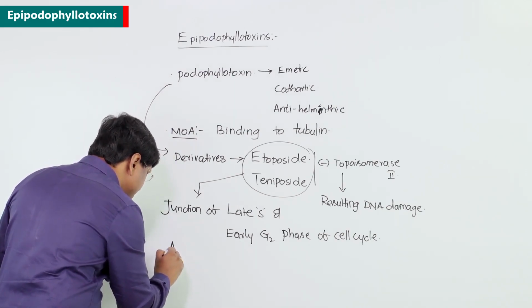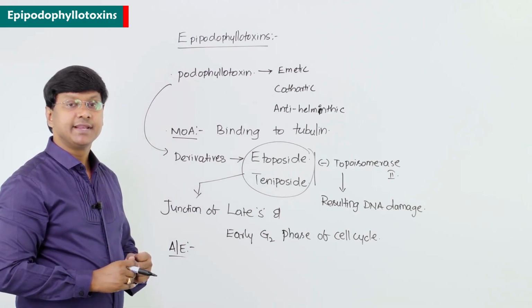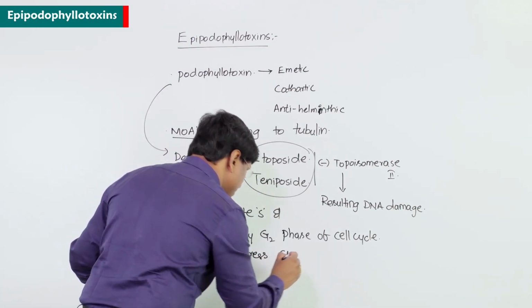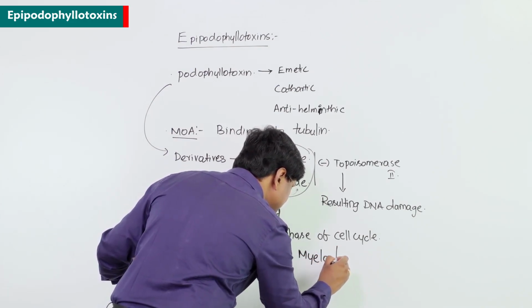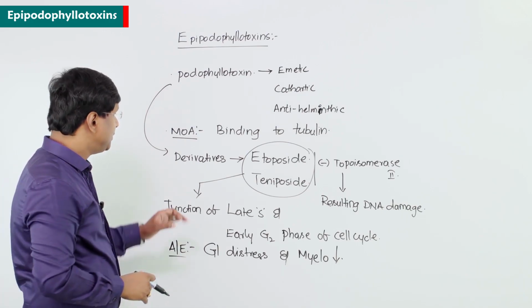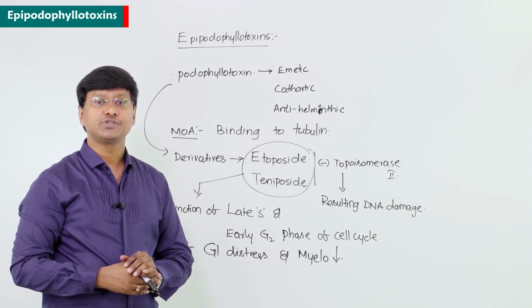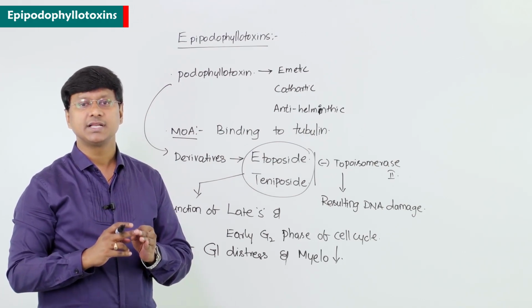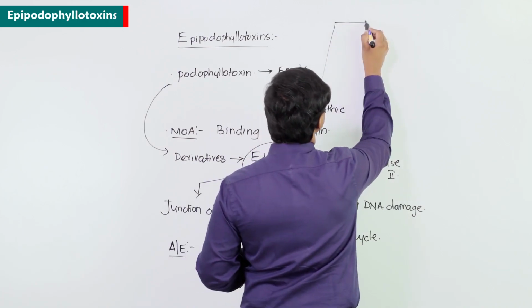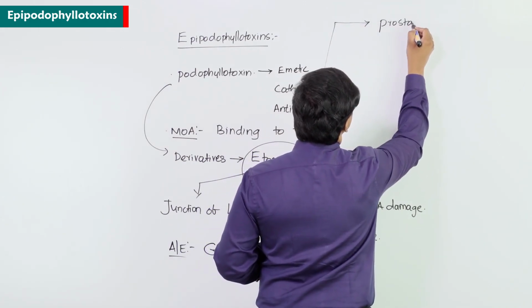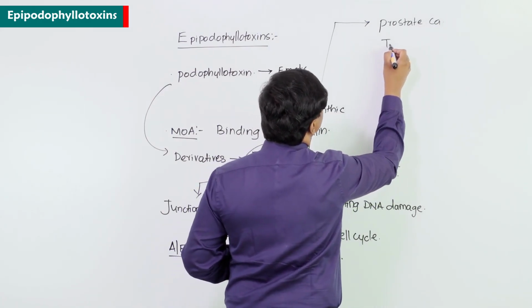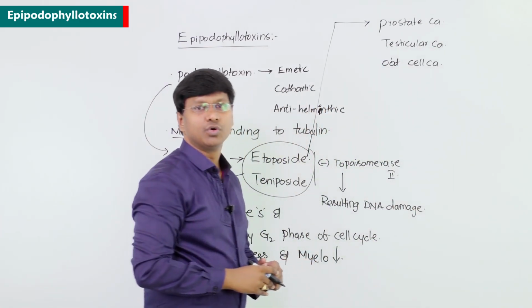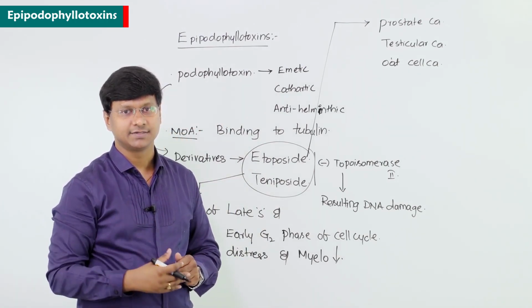Now the adverse effects of these drugs: remember these drugs can cause gastrointestinal distress as well as myelosuppression. Now etoposide is indicated for testicular tumors, prostatic carcinoma and as well as oat cell carcinoma. So etoposide is indicated for prostate carcinoma, testicular carcinoma, and oat cell carcinoma, which is the tumor of the lung.